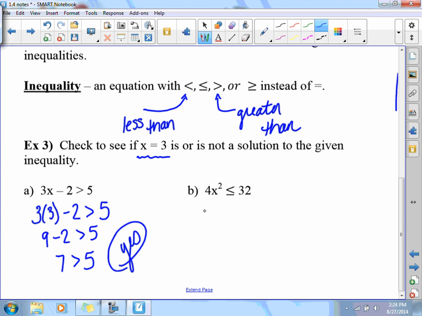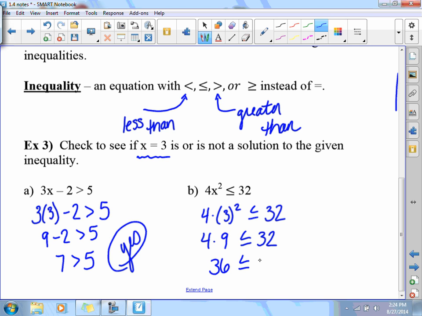For part B, I have to take 4 times 3 squared and set it less than or equal to 32. And remember, the only thing that's being squared here is the 3. So this is 4 times 3 squared is 9. It's less than or equal to 32. 4 times 9 is 36.